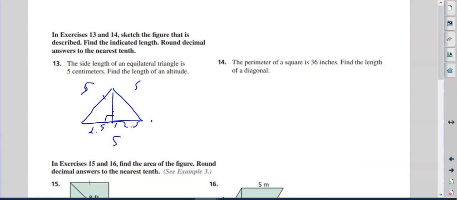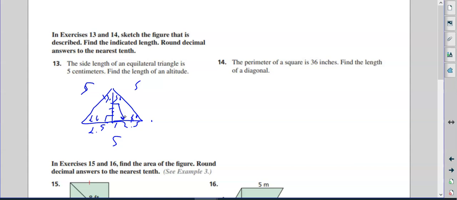Okay? Now, there's a couple ways to go about this. You could do a squared plus b squared equals c squared. Okay? That's one way to do it. But a quicker way is to notice that if this is an equilateral triangle, all of these angles are 60. Okay? But the altitude splits it into two 30s. Okay? So that makes the 2.5 the small side. And we're trying to find the medium side.